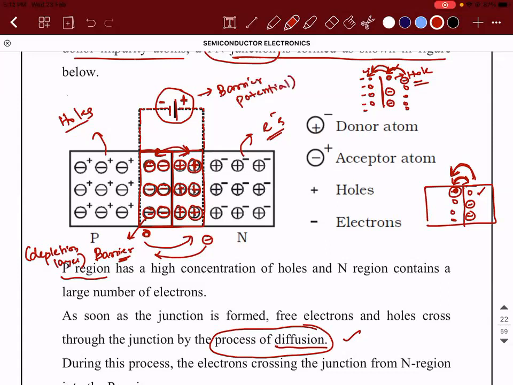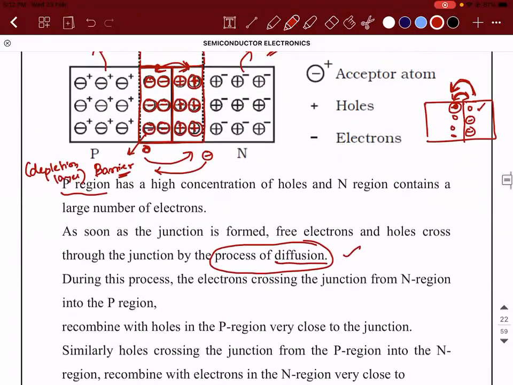And why is this barrier potential occurring? Is it happening naturally, or is it happening because we connected some external device to generate something like this? Naturally, sir. It is a naturally occurring process. Am I right? So remember this word barrier potential.